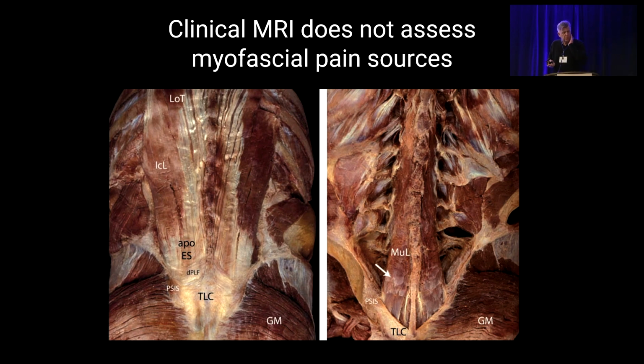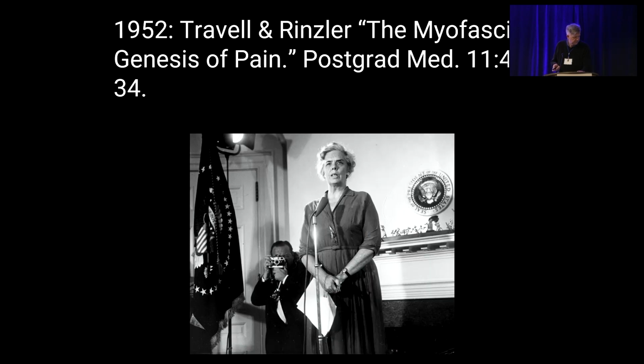The other thing that's really important to remember about MRI scans is they don't assess myofascial pain sources. So your back is not just composed of discs and joints, but a lot of muscles, a lot of fascia, and all these things are highly innervated and all potential causes of pain. You cannot see these things on an MRI scan.